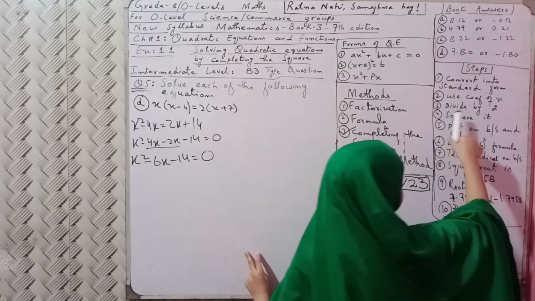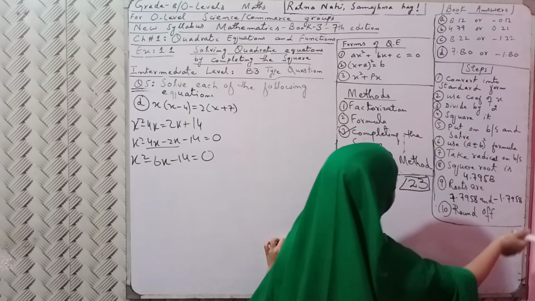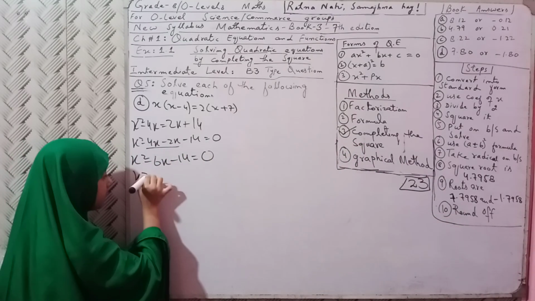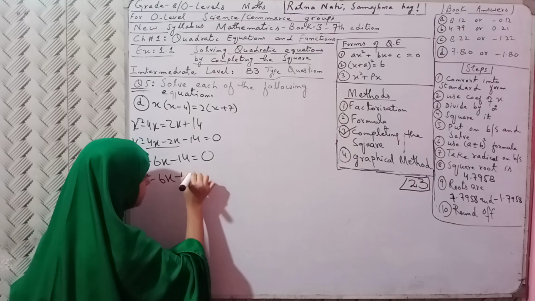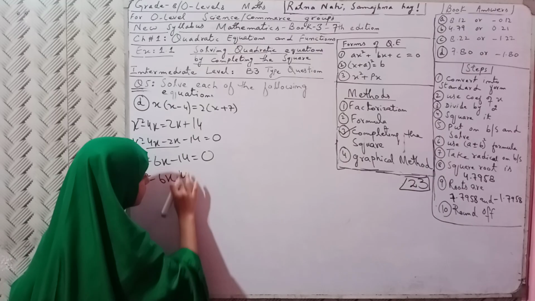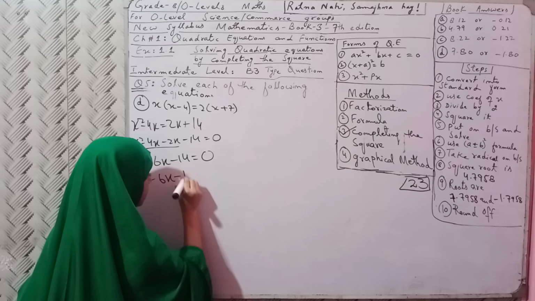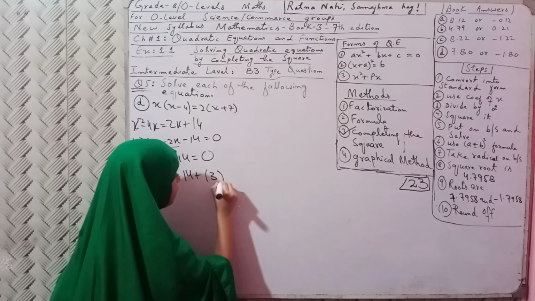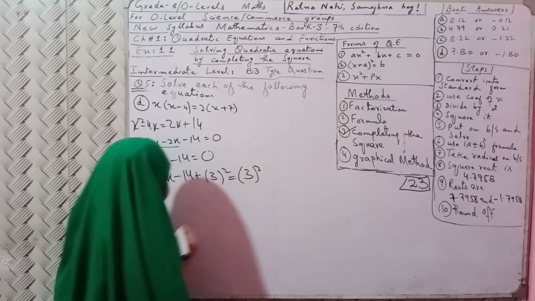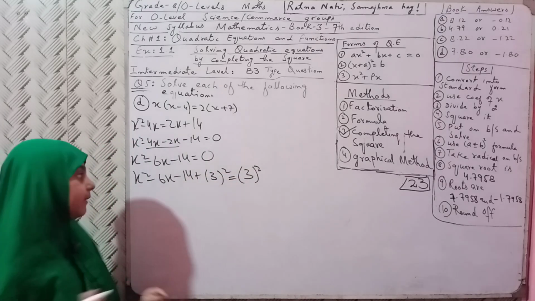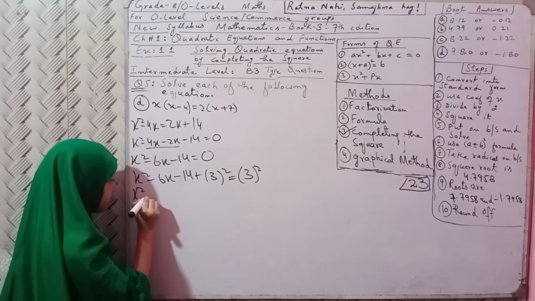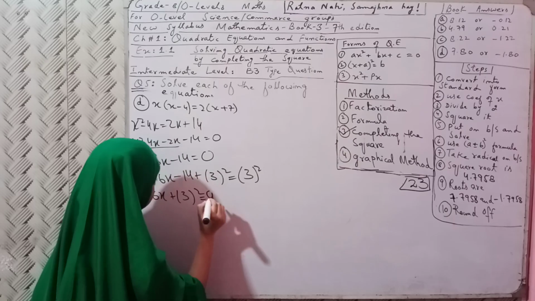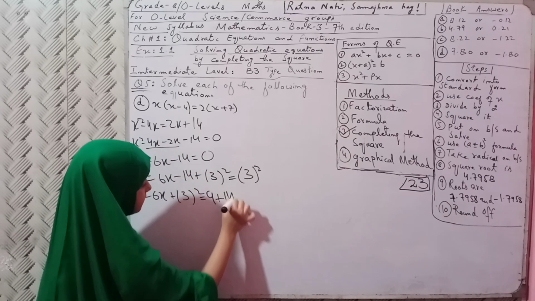Then use the coefficient of x, divide by 2, square it, put it on both sides and solve. So here x square minus 6x minus 14 plus 3 whole square is equal to 3 whole square. Then this minus 14 will go there. So x square minus 6x plus 3 whole square is equal to 3 times 3 is 9, then plus 14.